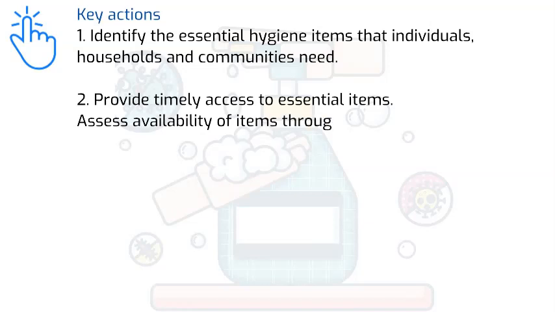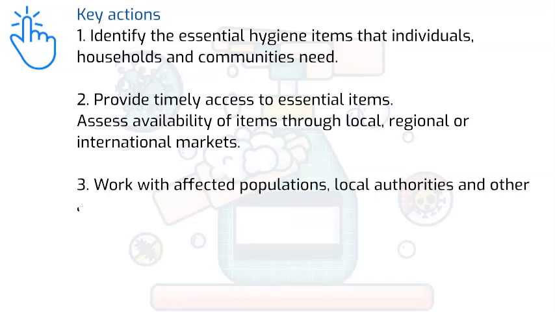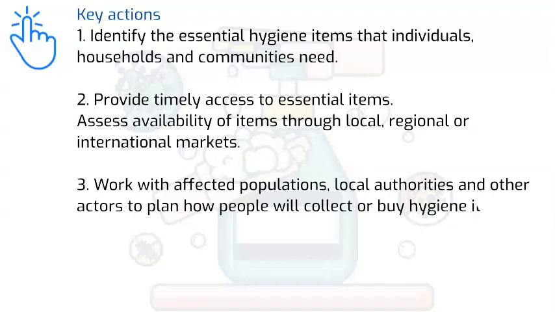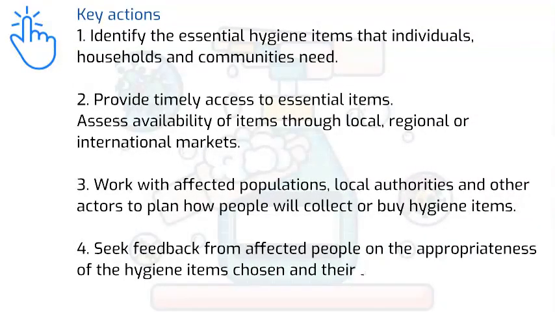Assess availability of items through local, regional, or international markets. 3. Work with affected populations, local authorities, and other actors to plan how people will collect or buy hygiene items. 4. Seek feedback from affected people on the appropriateness of the hygiene items chosen and their satisfaction with the mechanism for accessing them.